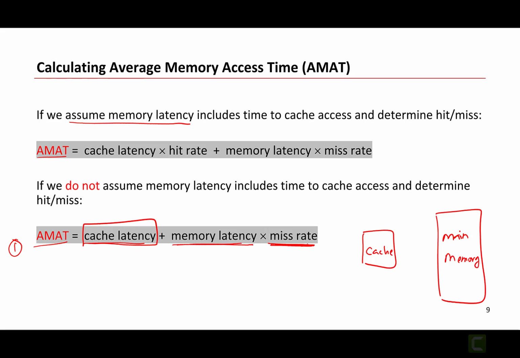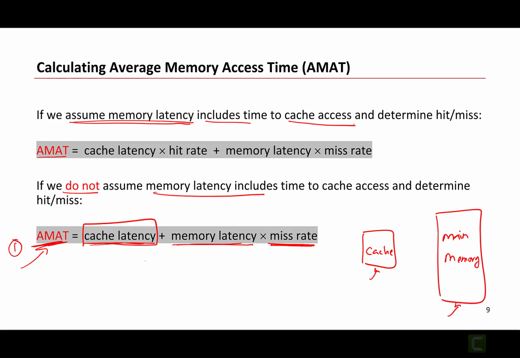Now, this way of calculating AMAT is correct only if we assume that the memory latency does not include the cache access latency. Now that's a reasonable way to think about it, right? So I would specify, okay, what's the time it takes to access main memory, what's the time to access the cache, so you can plug those numbers in and compute AMAT. That's correct. But sometimes in a few problems, they may state that, assume the memory latency includes the time to access the cache.